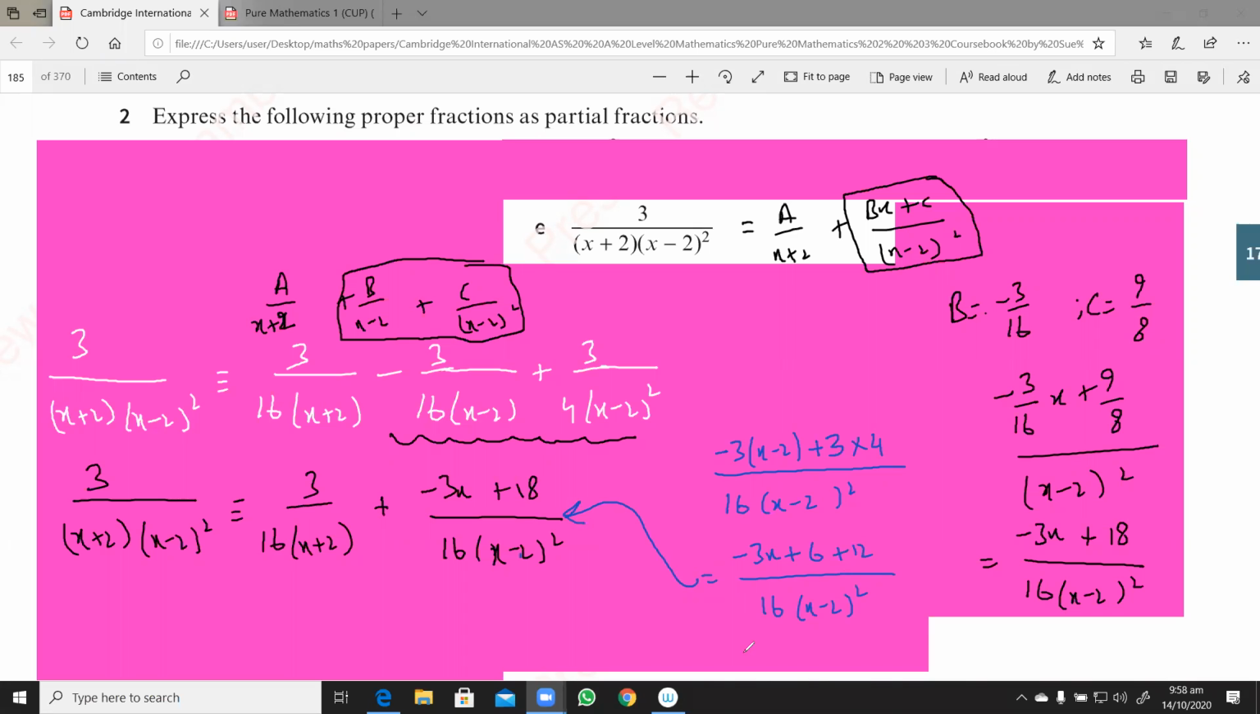So I have tried to convince you that even if you split your fraction into three fractions, like this b over this and then c over this square, or you just write one fraction, bx plus c over x minus 2 whole square, the result is the same. But now let me tell you, you will be needing the maximum number of fractions when your next part of this question is about binomial expansion.